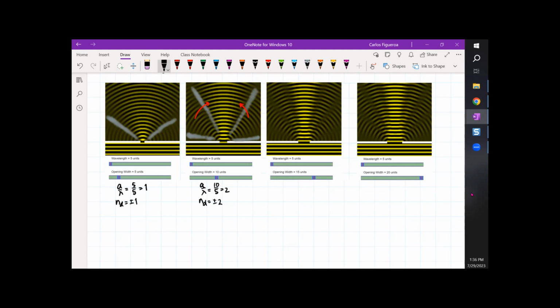And you can see that I can keep going. I could have a over lambda in this case, which would be 15/5. I'm going to get 3. That tells me that nd has to be plus or minus 3. So I have to have 3 of these on each side. And in this case, it looks like it's right here. So you can see that my minimas is increasing as the diffraction parameter is telling me.